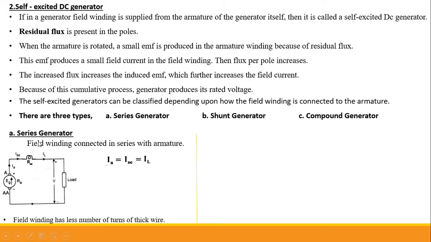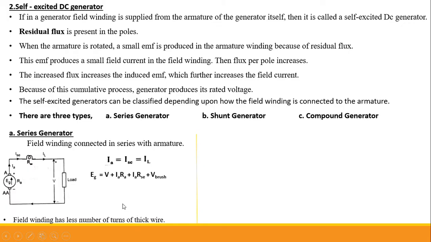We are discussing the series generator. In this generator, field coil, armature coil and load are all connected in series. In a series connection, the current value will be the same. So, Ia is equal to I series is equal to IL. I series is nothing but the field current.